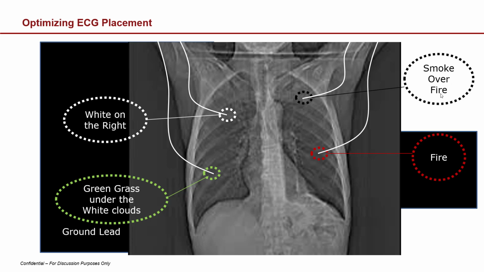So in terms of optimizing the ECG placement, we use the mnemonic smoke over fire and white on the right. And on the new systems, you'll also have a ground lead. The ground lead's always in green, so I think about the green grass under the white clouds. Now, importantly, you're going to want to off-center these in the Z-axis, or the head-to-toe craniocaudal axis.